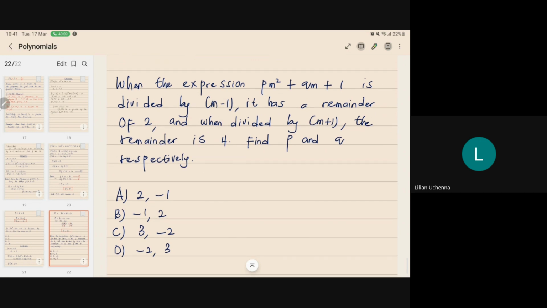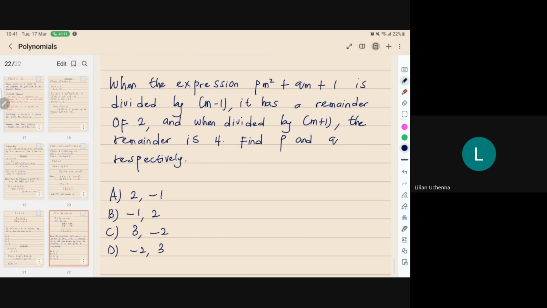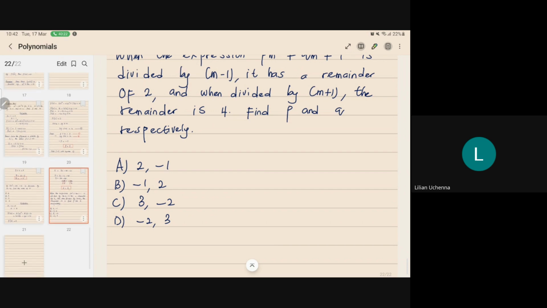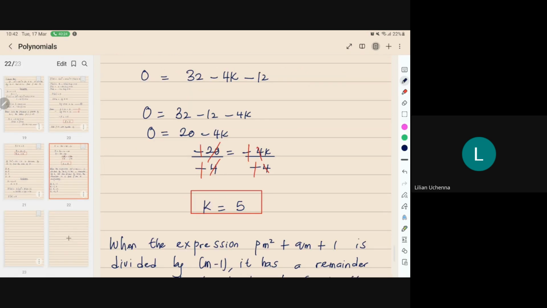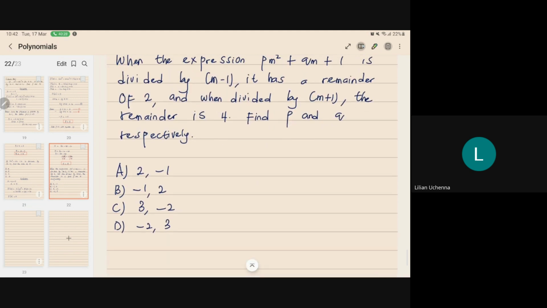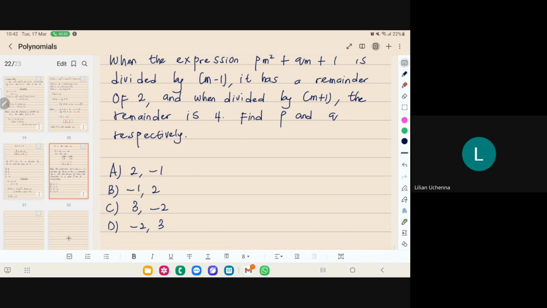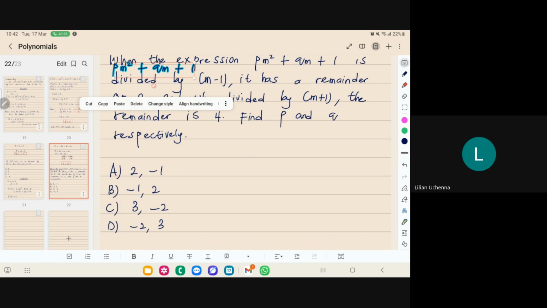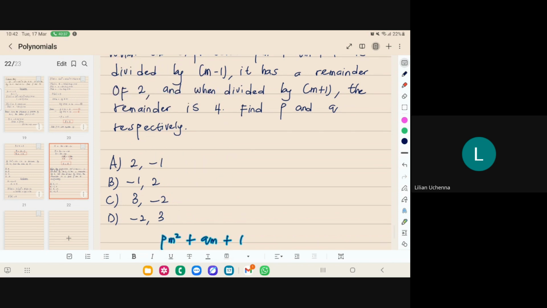So they gave us a particular function. They said pm squared plus qm plus 1 is divided by those two values, m minus 1, and they gave us the remainder, right? And remember the remainder theorem, that when you plug in that value, it should give you a particular remainder. Instead of dividing the polynomial like I taught you how to divide, you can do that directly using the factor theorem. All right, so let's solve.